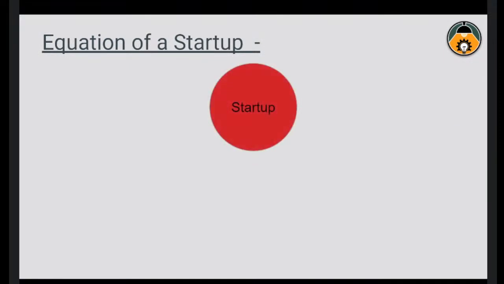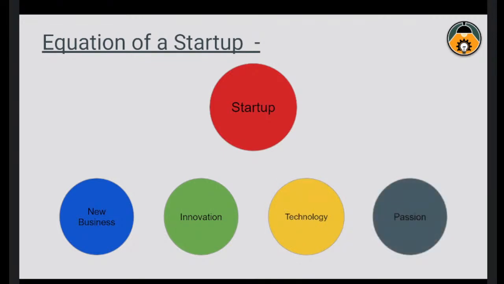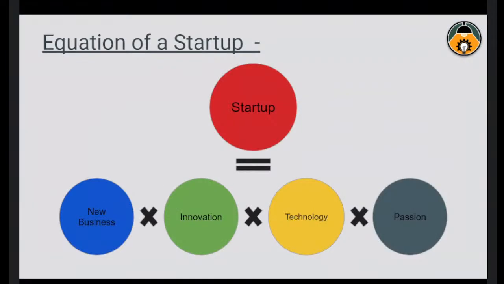Now, concluding today's session with a basic equation of startup. So startup is a function of new business, innovation, technology, and patience. Next, Tanishq. Now we can see here startup is a multiplication of new business, innovation, technology, and patience.